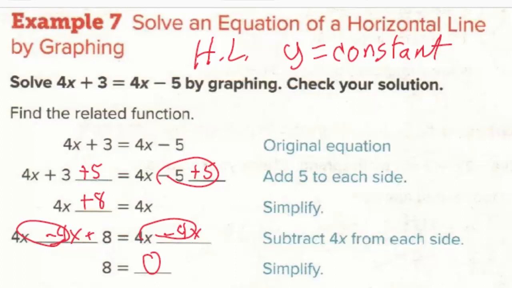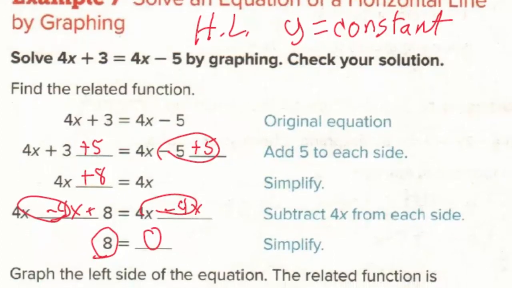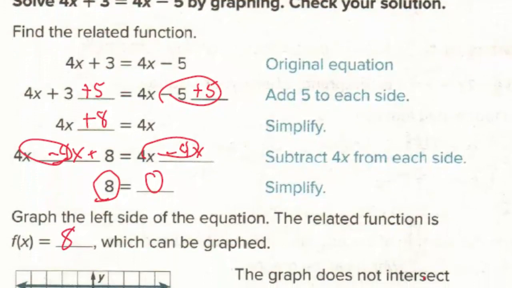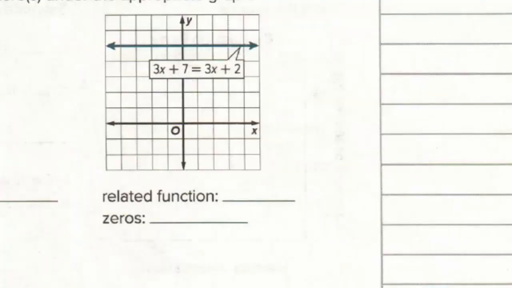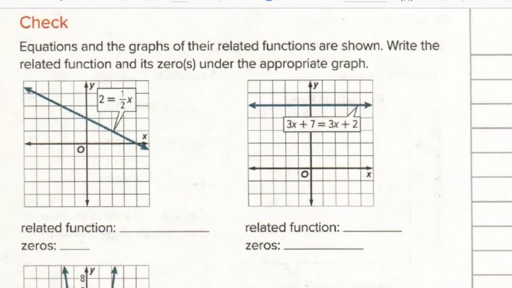But they want us to graph the left side of the equation, so they're saying graph this right here. So we're going to call this y, or f of x equals 8. And that's like saying y equals 8. When we graph that, we get this horizontal line up here. And you'll notice that it doesn't cross the x-axis. This means that there is no x-intercept, and therefore there is no solution. But of course, we knew that way back up here. Go ahead and pause the video and attempt to check here.